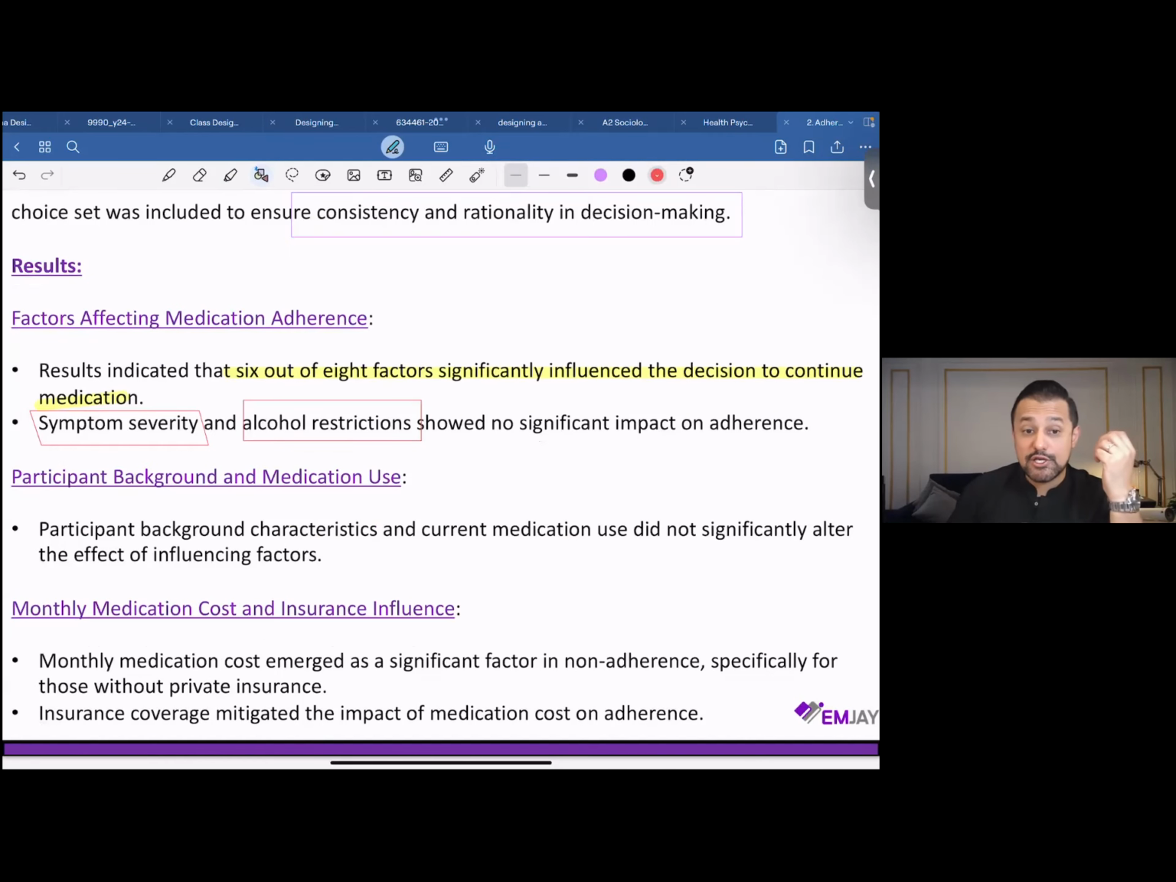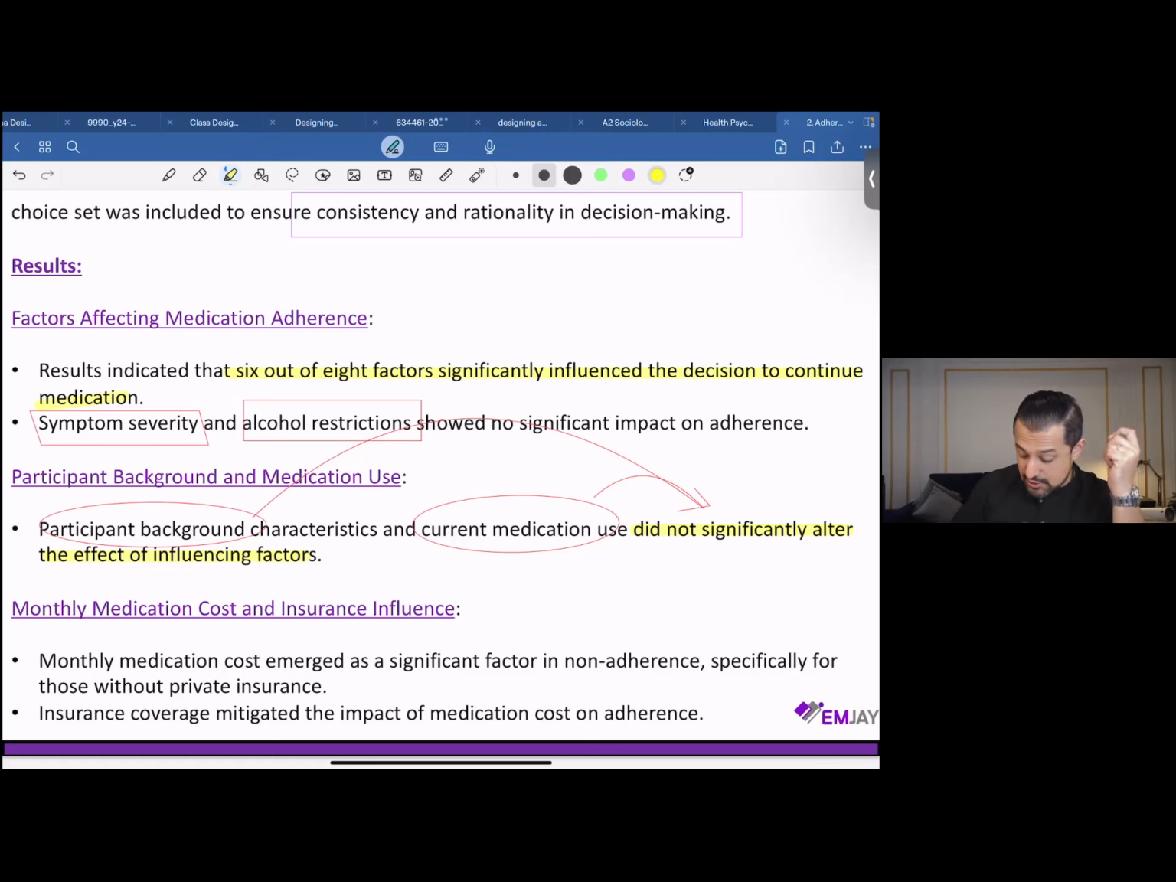Now, moving on, participants' background and medication use. Participants' background characteristics and current medication use did not significantly alter the effect of influencing factors. Another important piece of information, so your background and the current medication you were taking did not significantly alter the effect of influencing factors.